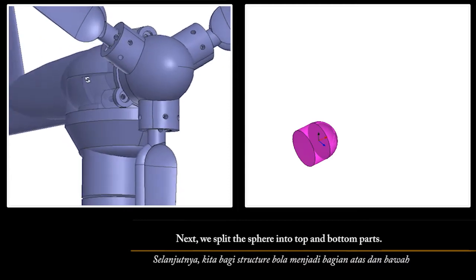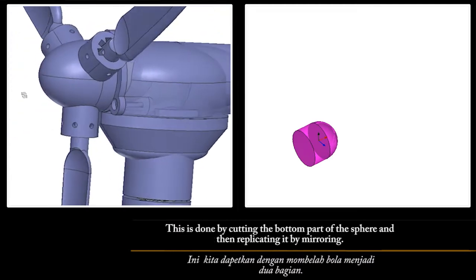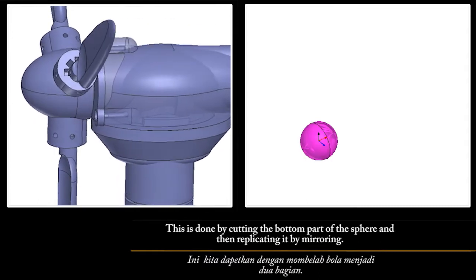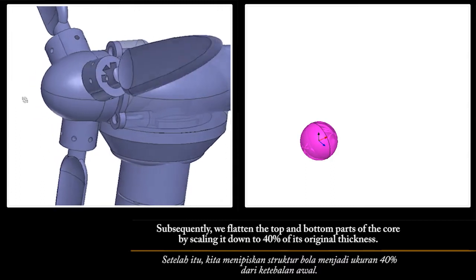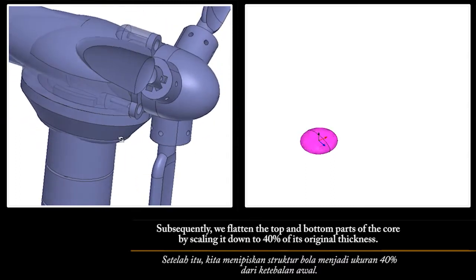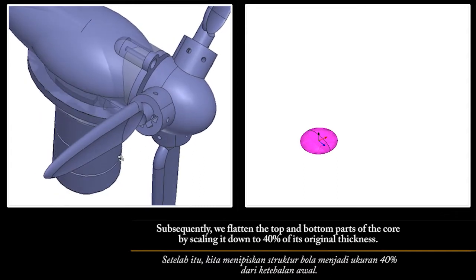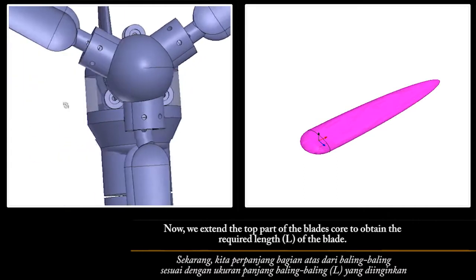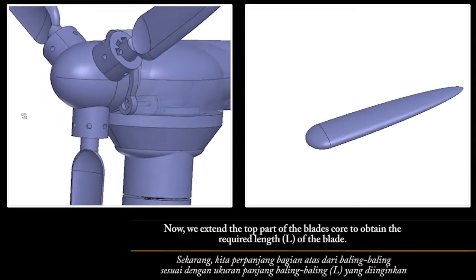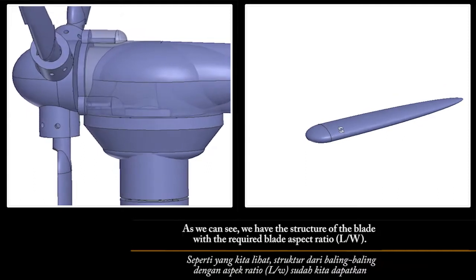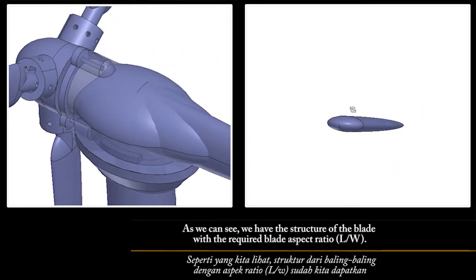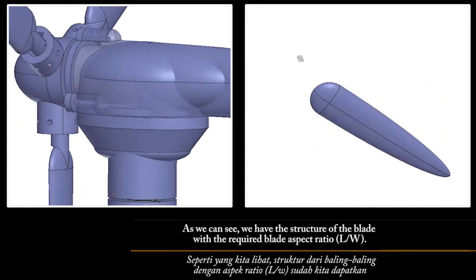Next, we split the sphere into top and bottom parts. This is done by cutting the bottom part of the sphere and then replicating it by mirroring. Subsequently, we flatten the top and bottom parts of the core by scaling it down to 40% of its original thickness. Now, we extend the top part of the blade's core to obtain the required length L of the blade. As you can see, we have the structure of the blade with the required blade aspect ratio L per W.